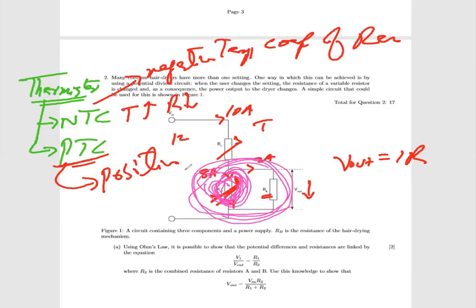Actually, you don't say it like this. Don't say that if temperature increases, then current will increase. I meant if temperature increases, then the resistance will decrease. Yes, correct. So if the resistance of RA decreases, then because 1 over RA plus 1 over RB equals 1 over R total, the total resistance will decrease. If the total resistance decreases, then Vout will also decrease. Yes, you can say it like this. Okay, fine.